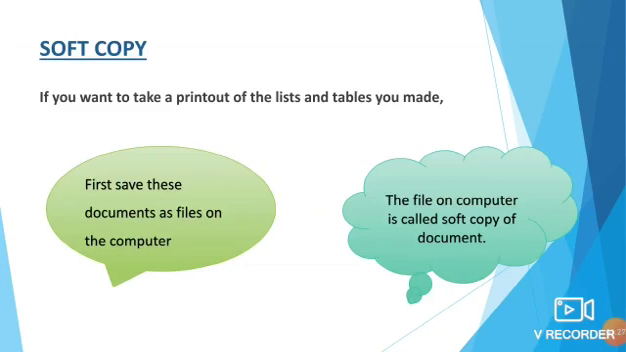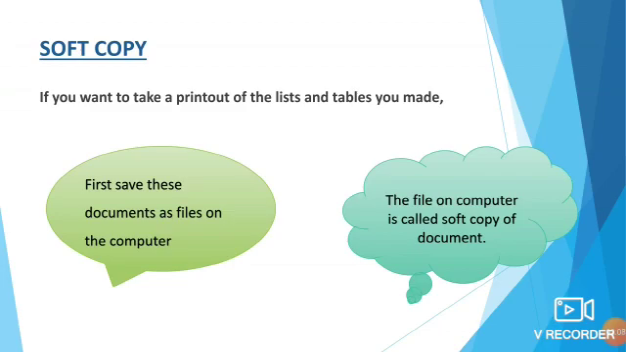Okay children, once you create the list and table, what will we do? Normally, after typing everything in a Word document, what will we do? We will save. Okay, if you want to take a printout of the list and table you made, first we have to save these documents as files on the computer. The file on the computer is called the soft copy of the document. For example, books and newspapers: first they will edit the document in the word processor and then they will take a printout.